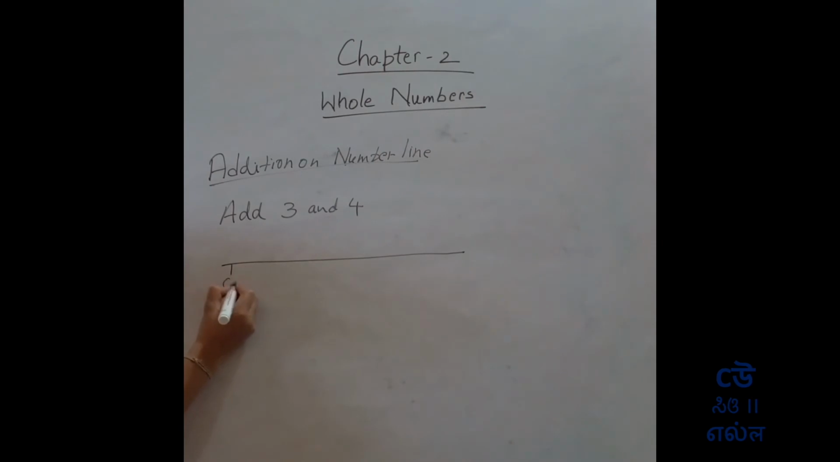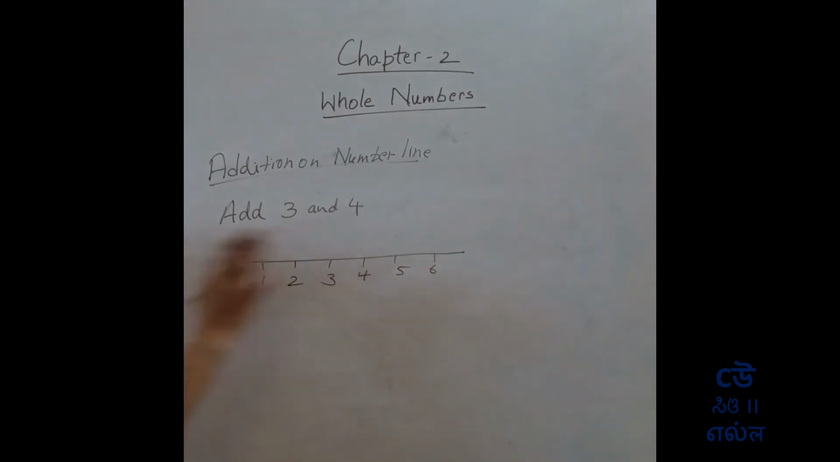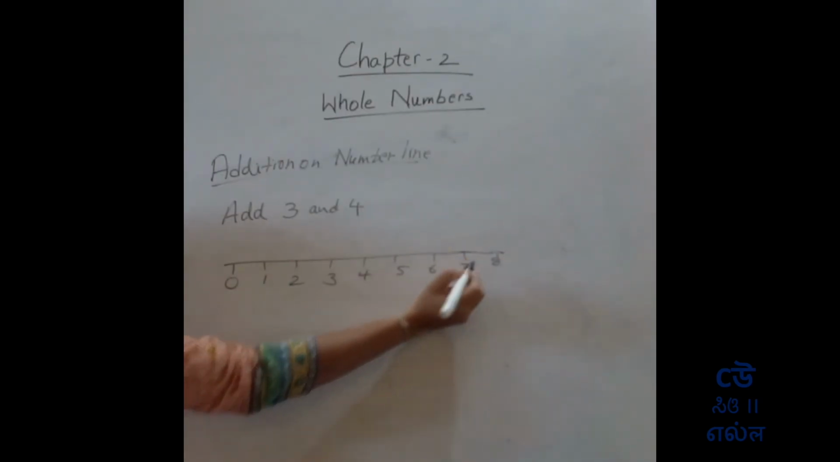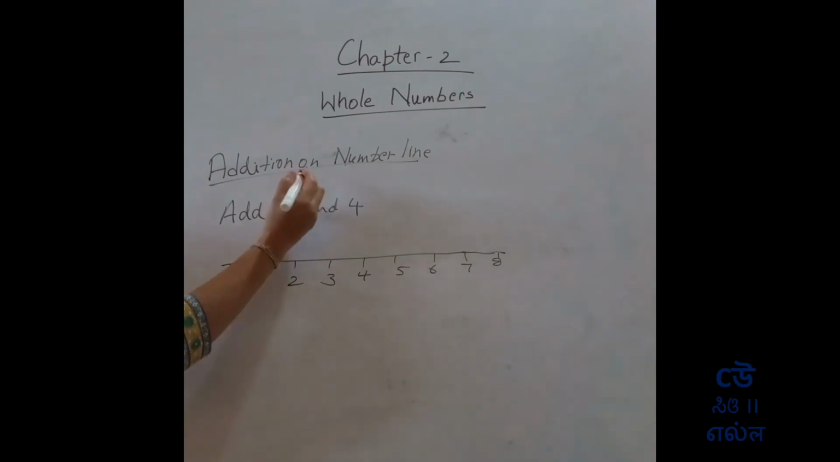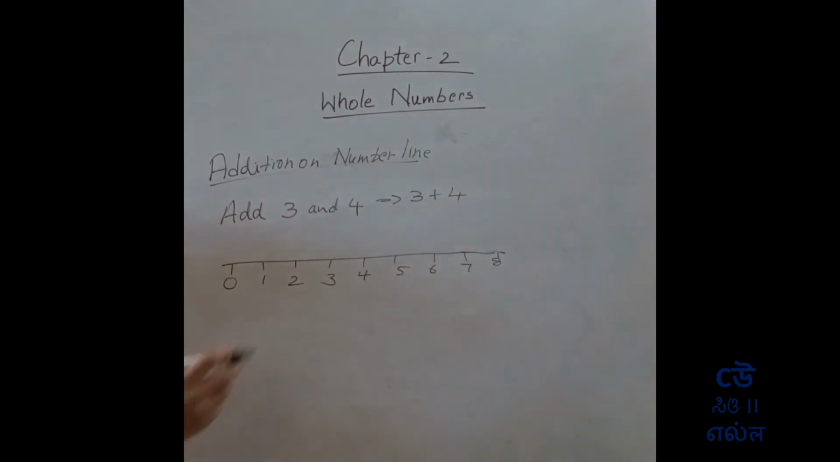Whole numbers means 0, 1, 2, 3, 4, 5, 6. You can write up to some numbers, okay? So we have to add 3 plus 4, right? We have to add 3 plus 4, okay? So where is 3 on the number line? We have 3 here.